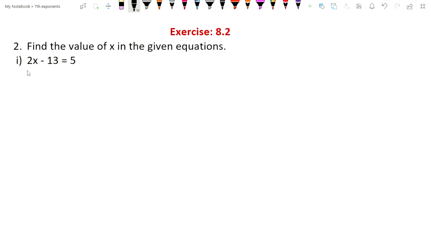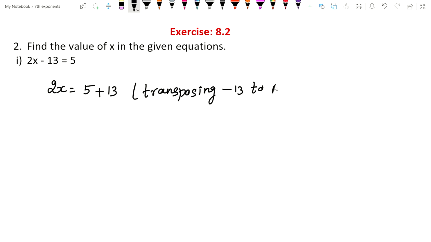You see here, 2x minus 13 equal to 5. So 2x equal to 5. The minus 13 will change to plus 13. So transposing minus 13 to RHS. Then 2x equal to 5 plus 13, what you will get, children? 18.